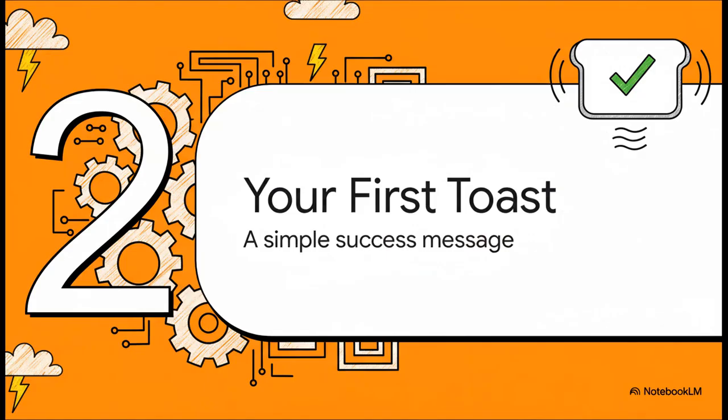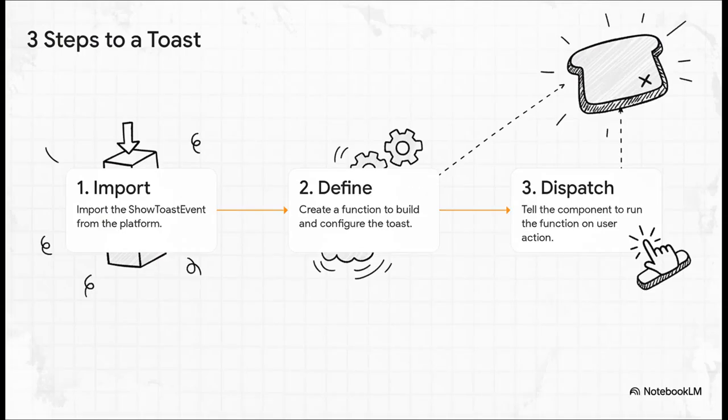Okay, enough talk. Theory's great, but let's actually get our hands dirty and build one of these things. We're going to start with the most common scenario there is, firing off a simple success message right after the user does something. And honestly, it all just boils down to these 3 simple steps. First, you've got to import the ShowToastEvent from the platform. Second, you write a little JavaScript function to build your toast. And third, you hook that function up to something the user does, like clicking a button. Let's see what that looks like in the code.